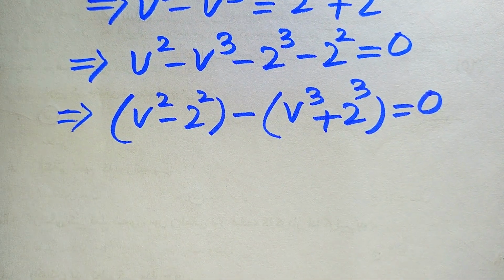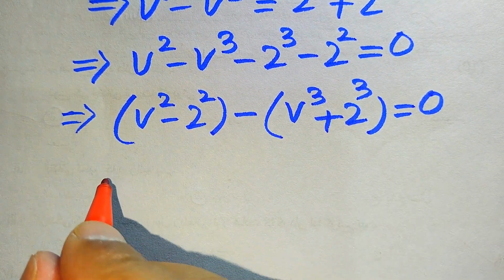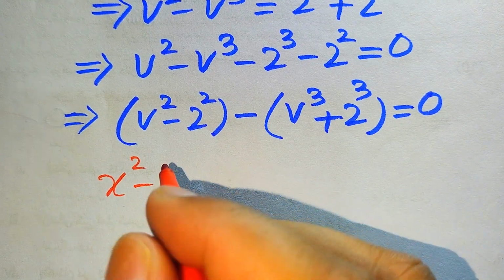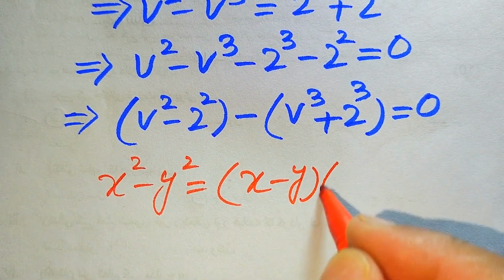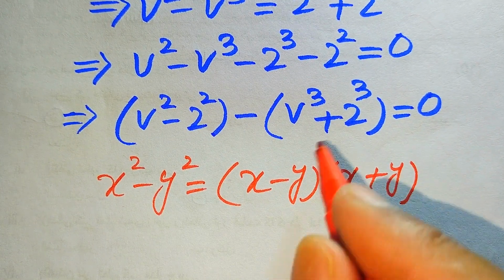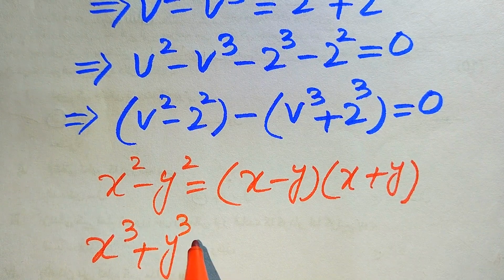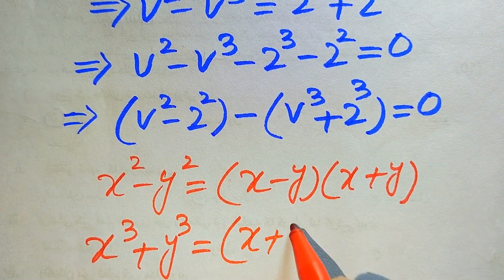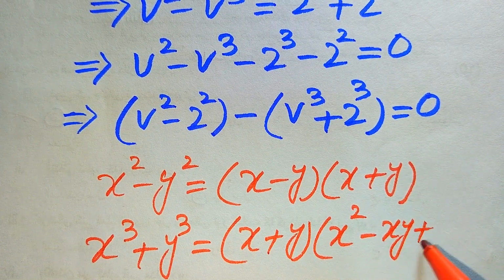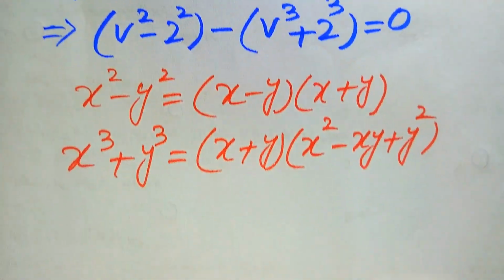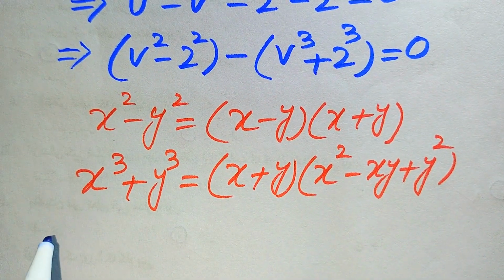And further in the next step we use two nice formulas. In the first factor we use this formula: x square minus y square equals x minus y times x plus y. In the second factor we use this formula: x cubed plus y cubed equals x plus y times x square minus xy plus y square. So according to these two nice formulas, we write the above equation in this form.